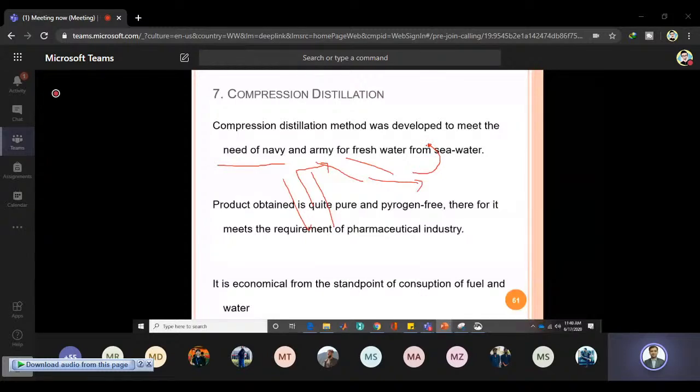Here, the compression concept is coming from the compressed, you can say, steam, right? Because they have generated the steam using whatever heating mechanism, and from that compressed steam, they are desalinating the water, right? So that's actually the basic concept.